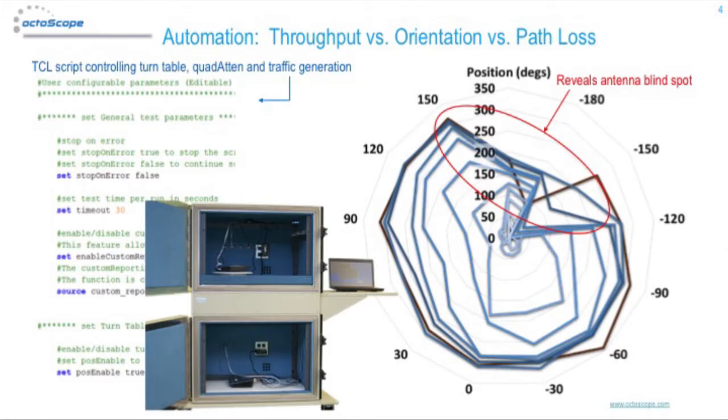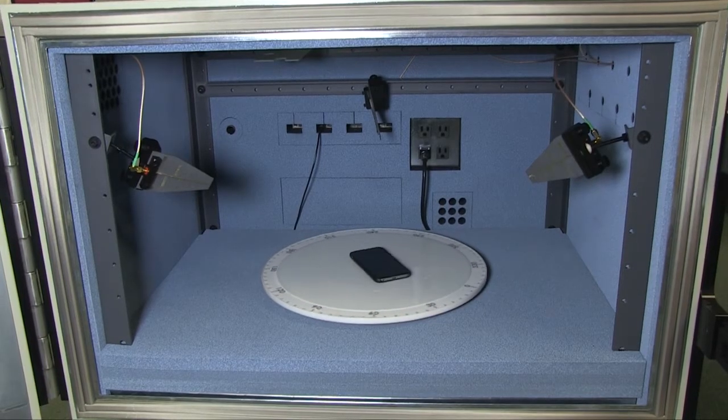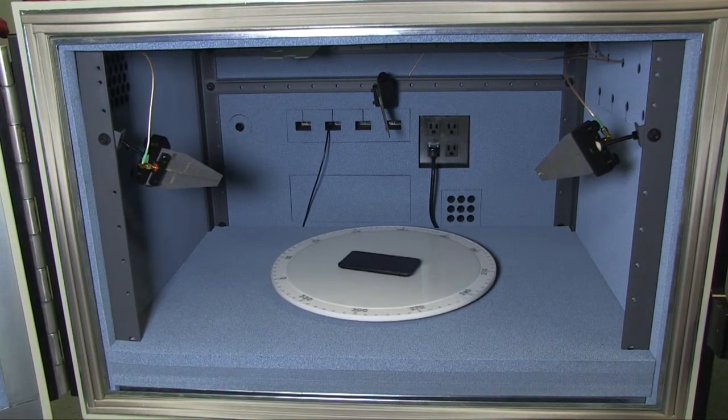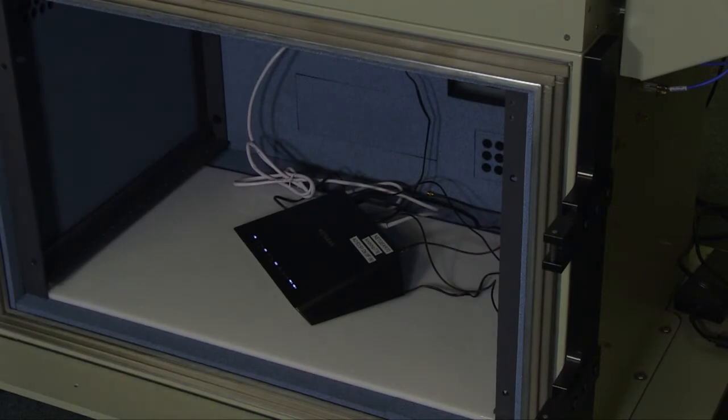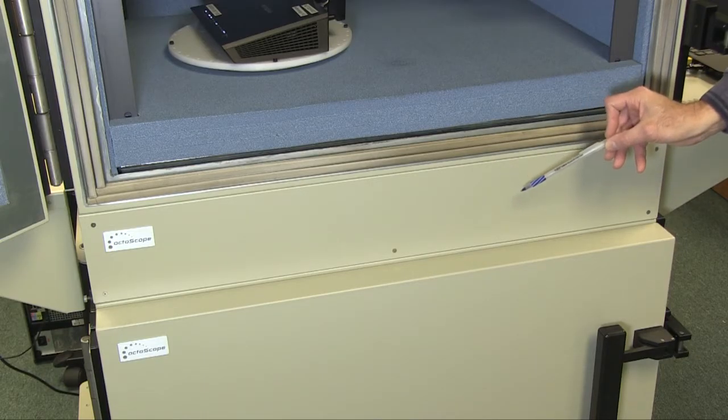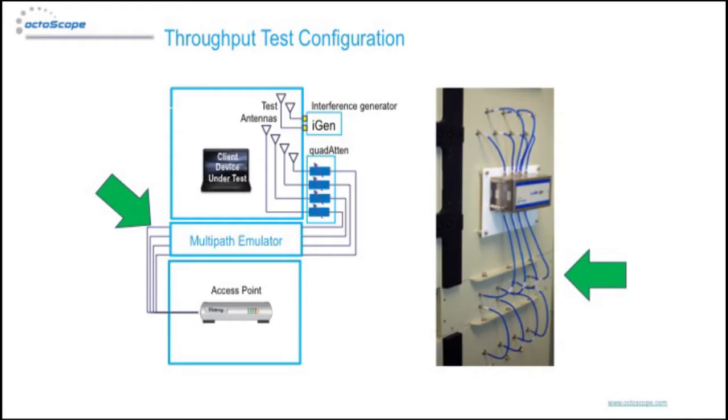The octoScope throughput script works with a pair of devices, an access point and a client. The device under test is placed in the upper chamber on a turntable, allowing for examination of performance relative to device orientation. The reference device, in this case an access point, is connected via coax in the lower chamber. In between the two chambers we have a broadband multipath emulator. The RF signal is coupled from the access point to the lower chamber through the multipath emulator to the device under test in the top chamber.